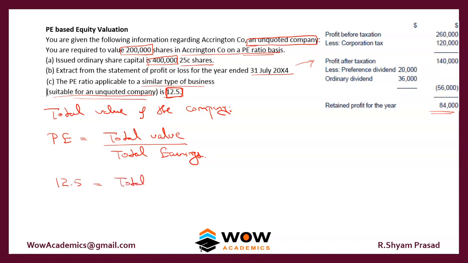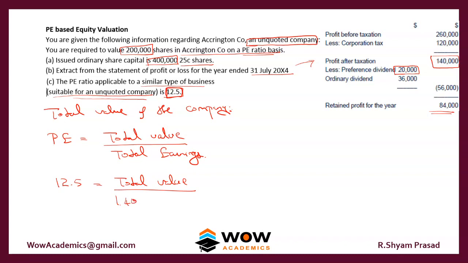Total value we don't know, but we have to get the total earnings. So which is the total earnings? See, the total earnings is for the equity holder. Okay, so that is what we are trying to find out. So the total earnings refers here to the profit after tax deducting the preference dividend.